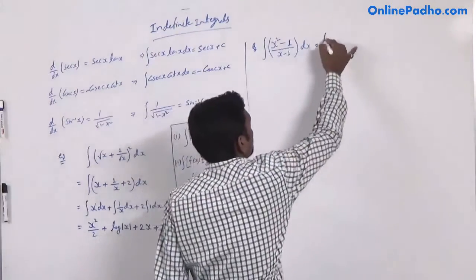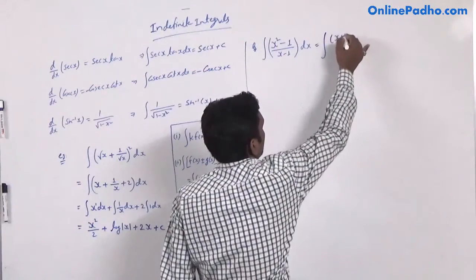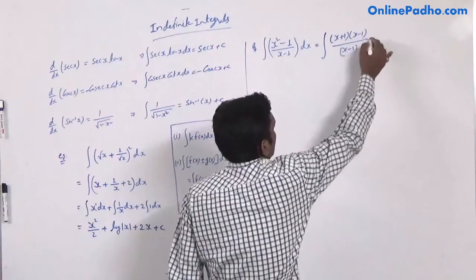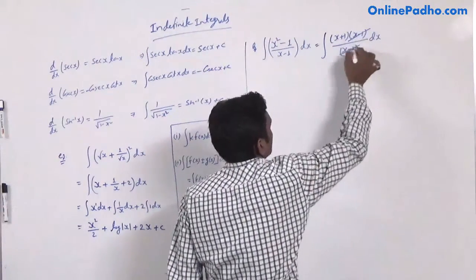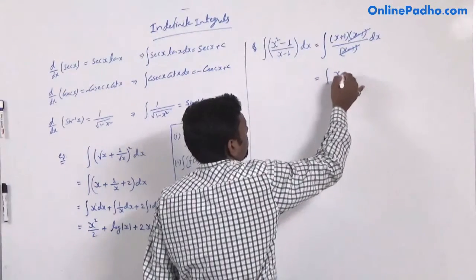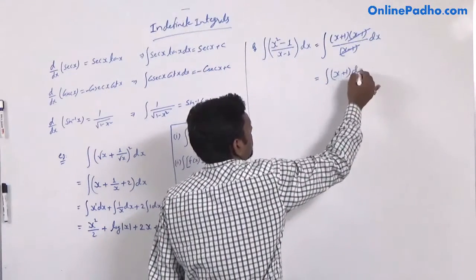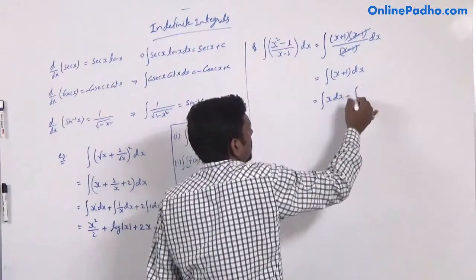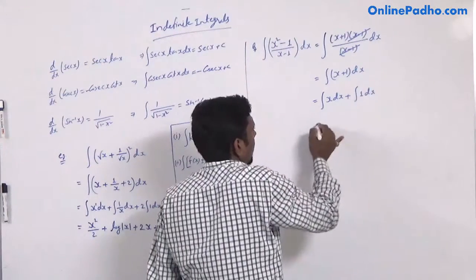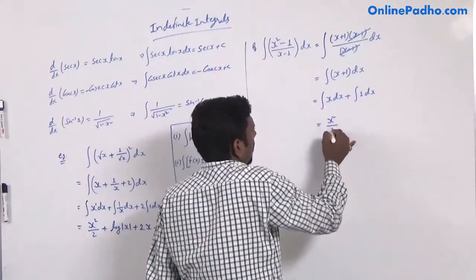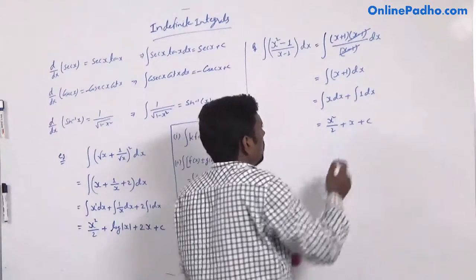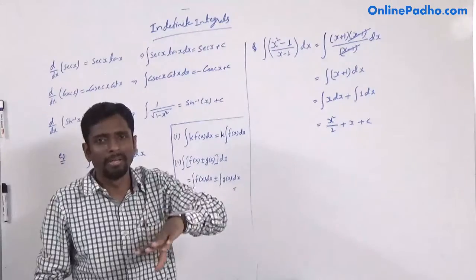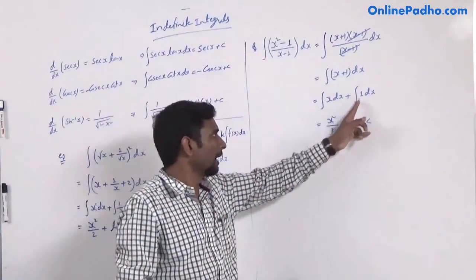So first of all, in the numerator we can factorize this as x plus 1 multiplied by x minus 1. So x minus 1 cancels with x minus 1. It can be written as integration of x plus 1 with respect to x. Now it can be written as integration x dx plus integration of 1 dx. Now it can be written as x square by 2 plus x plus c, because you know the integration of x is x square by 2 by the formula of x to the power n dx. Now integration of 1 can be written as x.